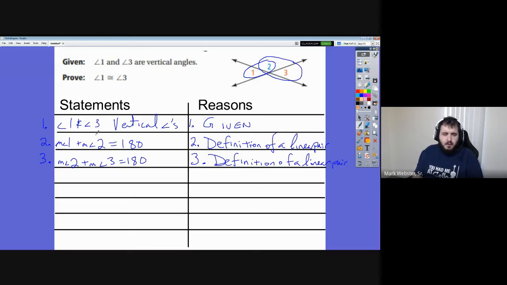Now that we've done that, look, angle 1 and angle 2 add up to 180. Angle 2 and angle 3 add up to 180. So why don't we just set those two equal to each other, because they both equal the same thing, right? They both add up to 180, which means that they're the same as each other. So let's do that. Let's say the measure of angle 1 plus the measure of angle 2 better add up to the same thing that the measure of angle 2 plus the measure of angle 3 does.